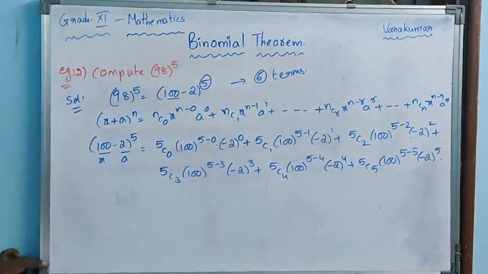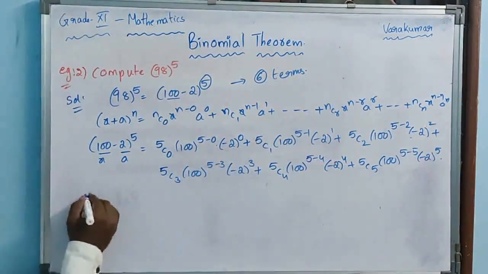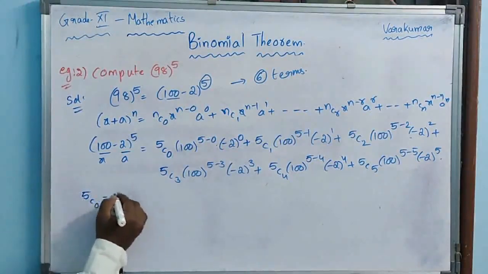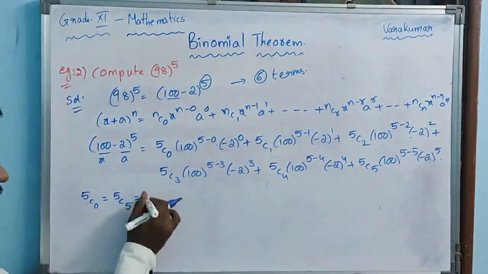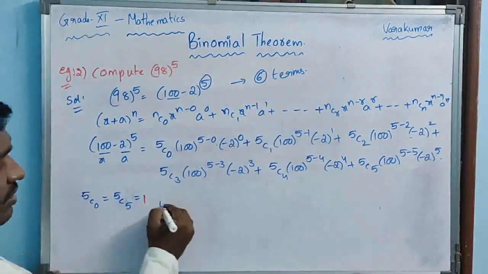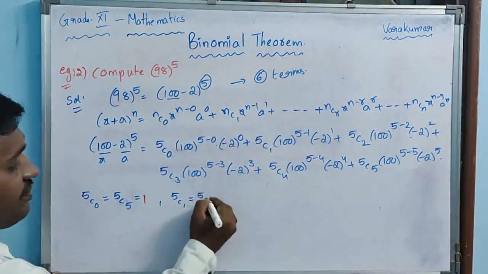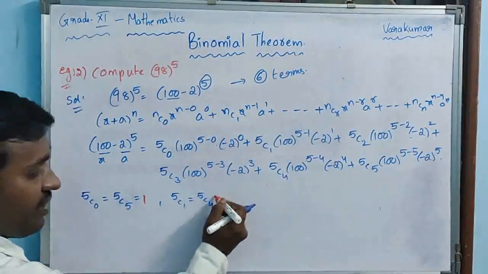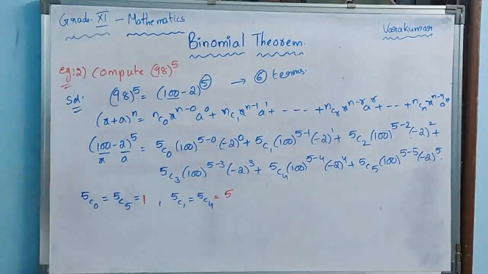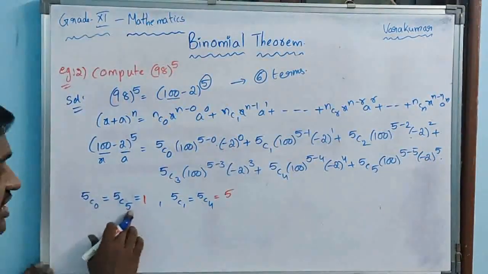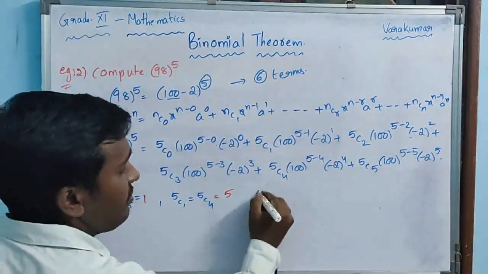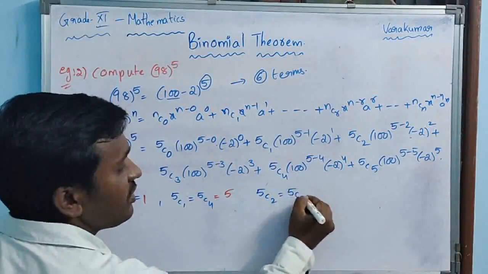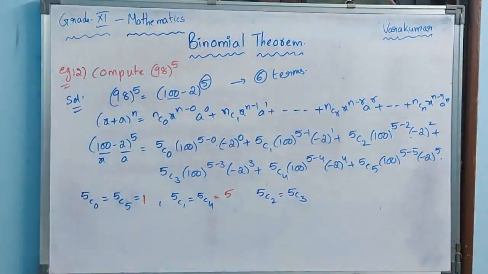Before simplification, we need to know the values of 5c0, 5c1, 5c2 and all. We have known that 5c0 and 5c5 are equal to 1 according to Pascal. Next 5c1 and 5c4 are equal, 5. And what is left? 5c0 and 5c5 are over, 5c1 and 5c4 are over, left with 5c2 and 5c3. So these both are the same. So if you find 5c2, it is nothing but 5c3.